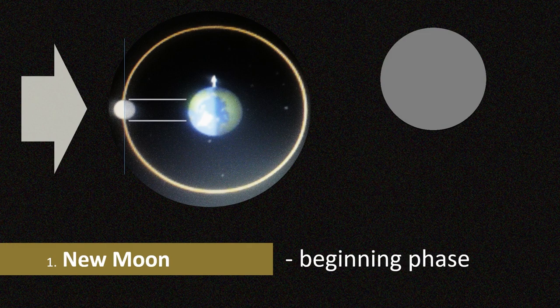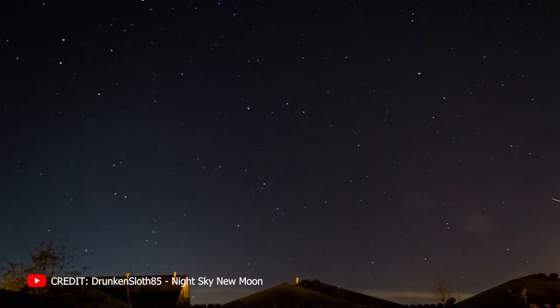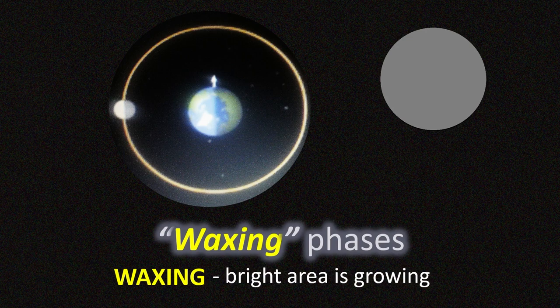The new moon is the beginning phase of the moon. Most of the time, we don't see the moon at all, especially when the night sky is so dark. Now from here, we will begin learning about the waxing phases of the moon. Waxing means the moon begins to reflect the light coming from the sun.